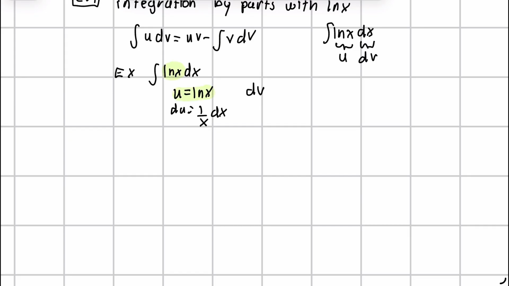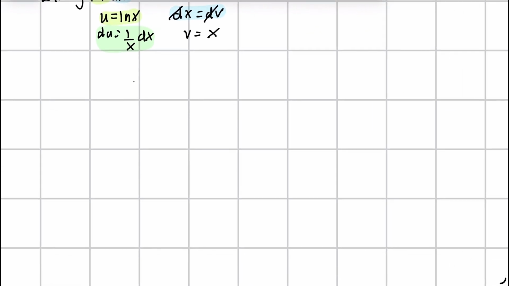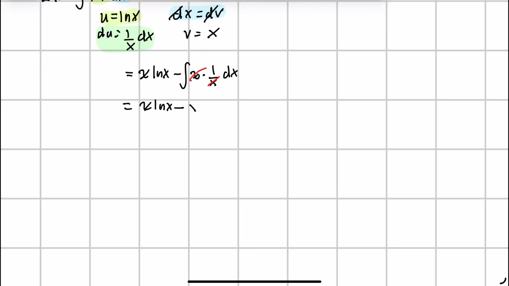We have this for u, and for du, we get this, right? And then for dx, we're going to set that equal to dv, right? So then we just get that v is equal to x. So let's then write this using that: x natural log of x, minus the integral of x times 1 over x times dx is what we have. So then you can cancel out that x here. So we have x natural log of x, minus x, plus c. Yeah, we can simplify that.